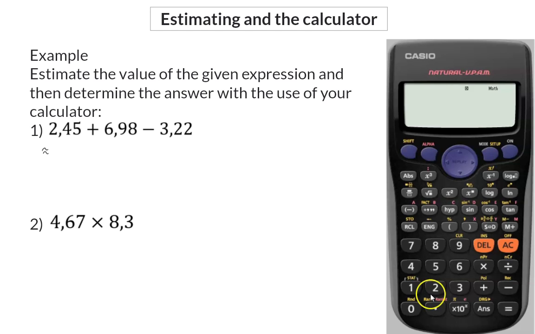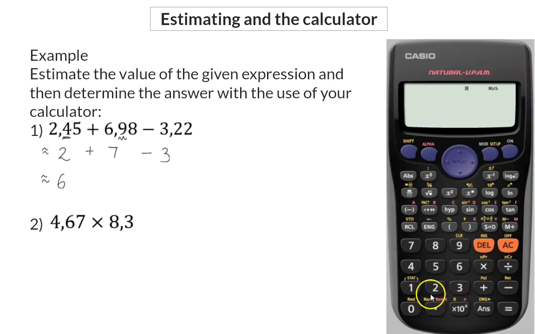So the first integer will be a 2 because our first decimal is a 4. In the second term, the first decimal is a 9, which will make that value rounded 7. And lastly, we will have a rounded value of -3. This simplification is now much easier. 2 plus 7 is 9, and 9 minus 3 will give us 6.